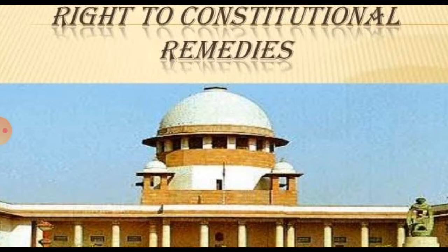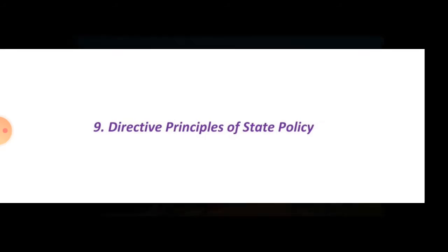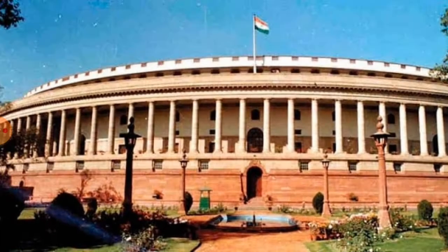Okay students, next one, directive principles of state policy. The directive principles of state policy are enumerated in Part 4 of the Constitution, from Articles 36 to 51.